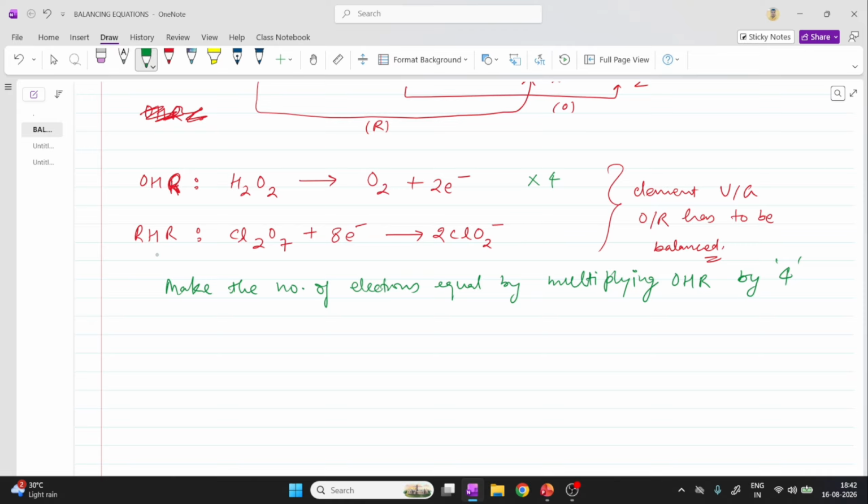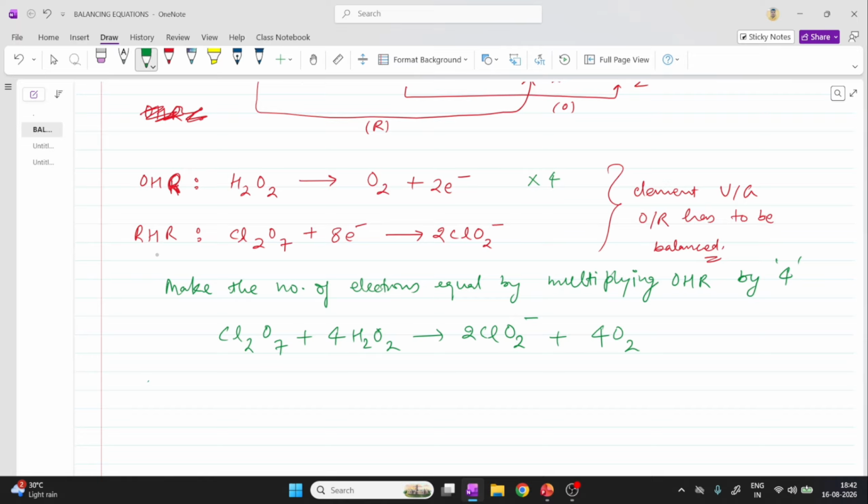When I add these two reactions, the number of electrons will be 8 on both sides, and they will cancel out each other. So Cl2O7 plus 4H2O2, which I am writing after multiplying it by 4, will give 2ClO2 minus, plus again multiplying this O2 by 4, so this will be 4O2.